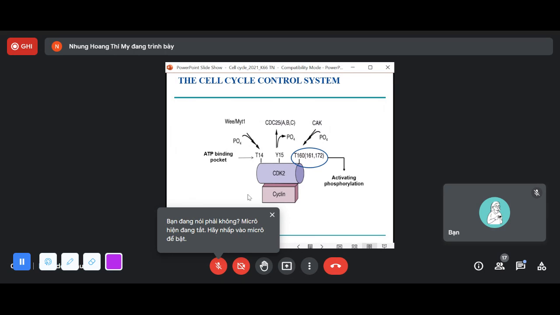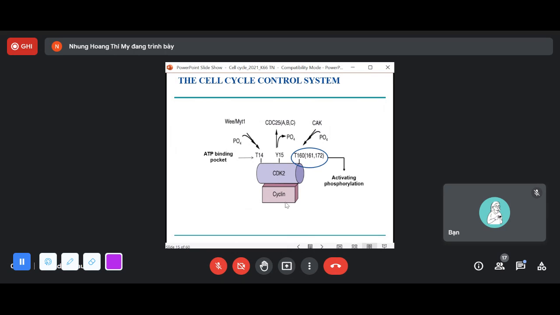Here is one example of this step for the CDK2 and cyclin B, which together control the M phase. The scientists found that this CDK2 needs to bind the cyclin B first, and then it will be phosphorylated on inhibitory and activating phosphate groups. For example, the T14, Y15, T160.